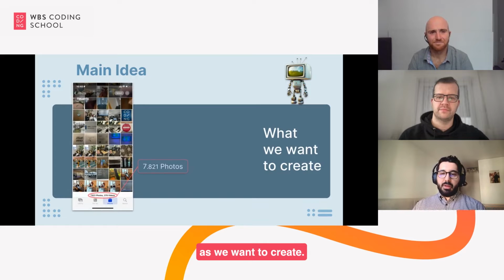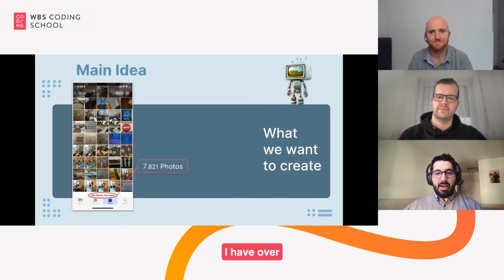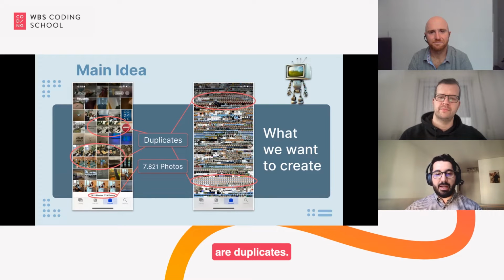What we want to create. Our main idea was to create a mechanism that would help highlight similar photos, categorize them, and simply put, to bring order among the huge volume of photos. I have over 7,800 pictures in my phone, and an increased amount are duplicates.